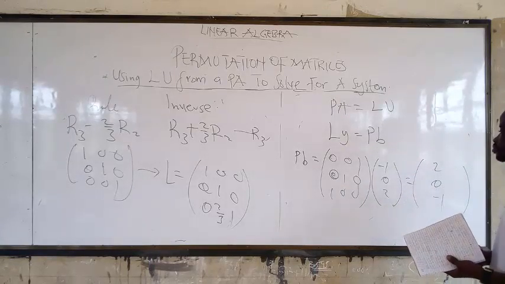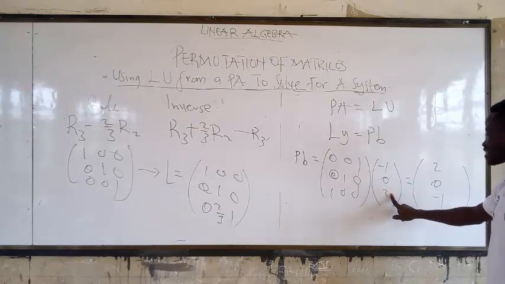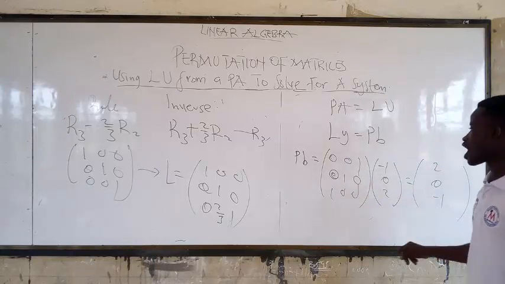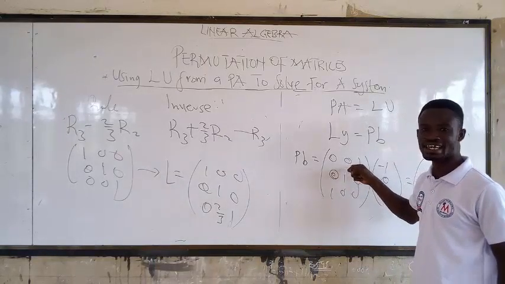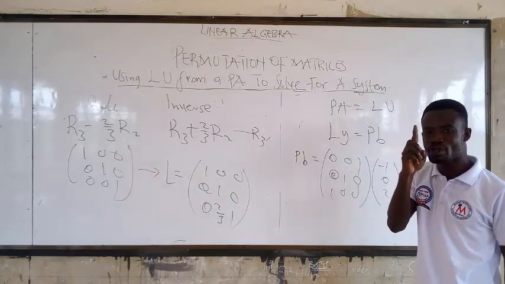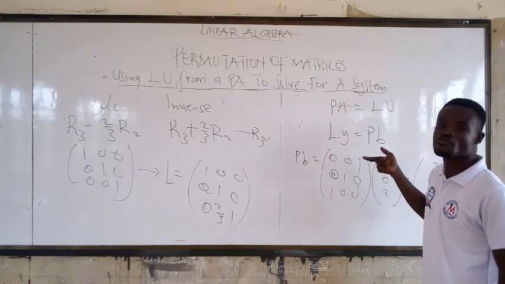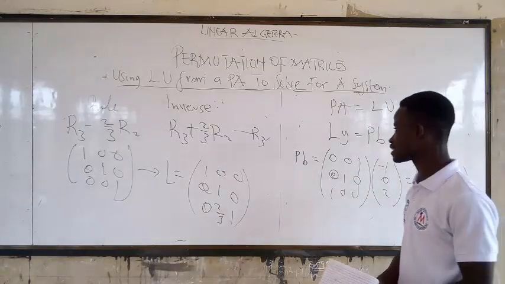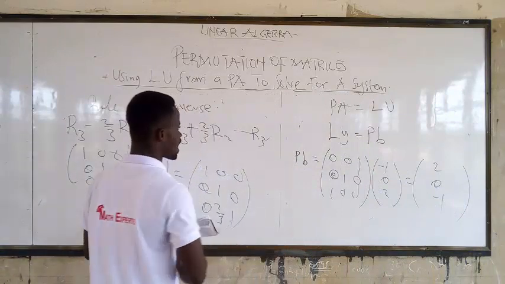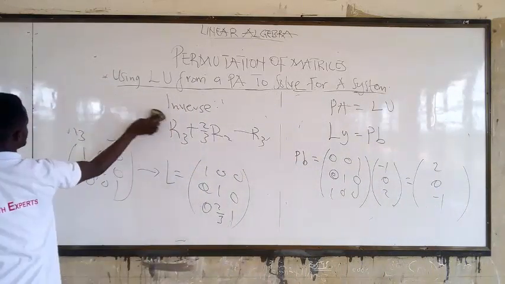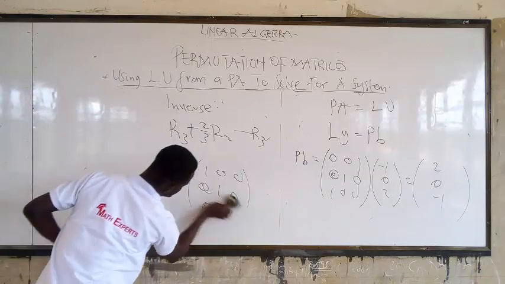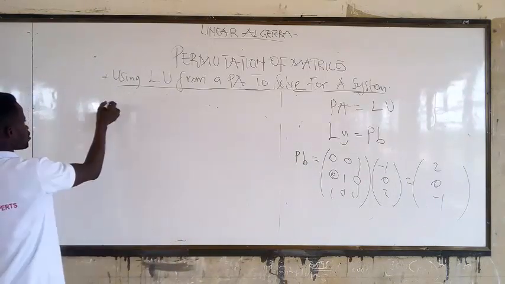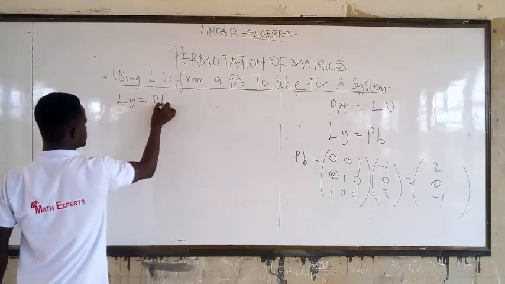In fact, you see, the third row becoming the first. Do you know why? Because we generated this from only one permute. That says that your first row becomes your third. That is it. So that's why you're getting that. Now that we have this, we can now go and find our y. It's just simple, but difficult. I love it. So Ly is equal to PB.